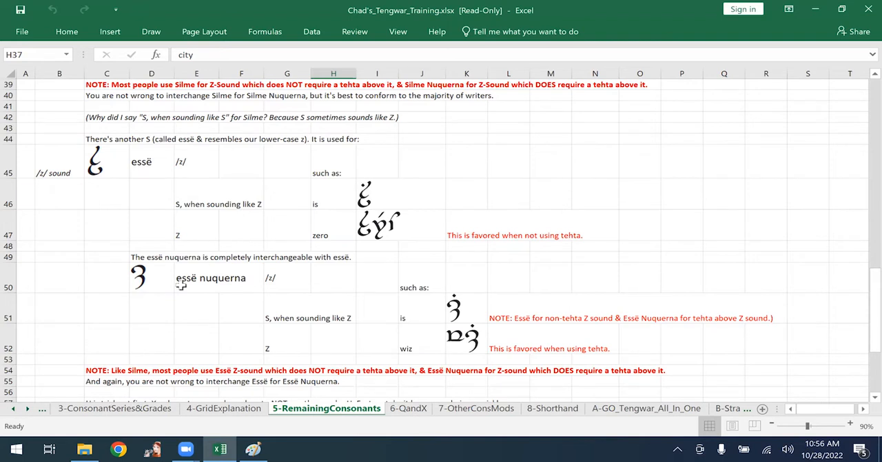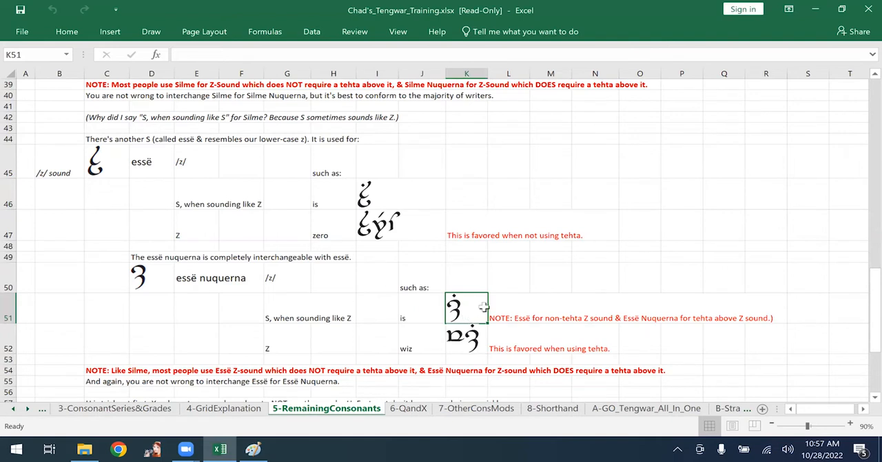So here's esse nuquerna, which is esse inverted, upside down. It's the same thing, you just inverted. Matter of fact, I haven't run across a time when I needed to write esse yet. I've run across a bunch of times when I needed to write esse nuquerna. So S, when it sounds like a Z, I would write it this way instead of this way because this makes more room. And it's not that tall either.